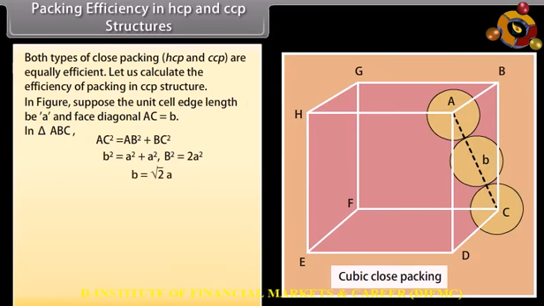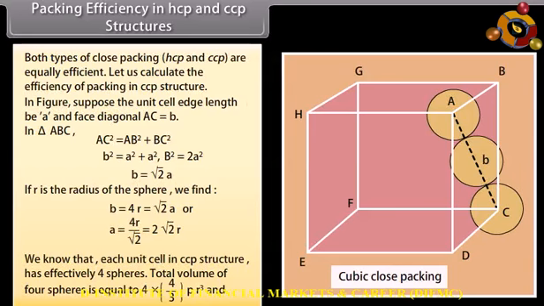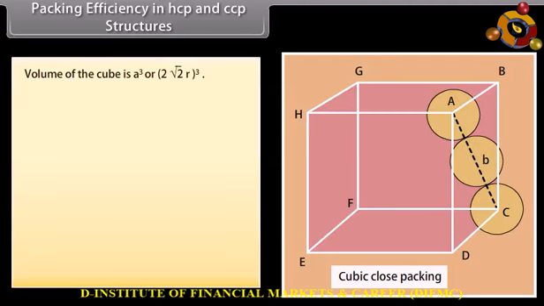or b is equal to square root 2 a. If r is the radius of the sphere, we find b is equal to 4r, which equals square root 2 a, or a is equal to 4r upon square root 2, which is equal to 2 into square root 2 r. We know that each unit cell in CCP structure has effectively 4 spheres. Total volume of 4 spheres is equal to 4 into 4/3 pi r cube, and volume of the cube is a cube or (2 square root 2 r) cube.